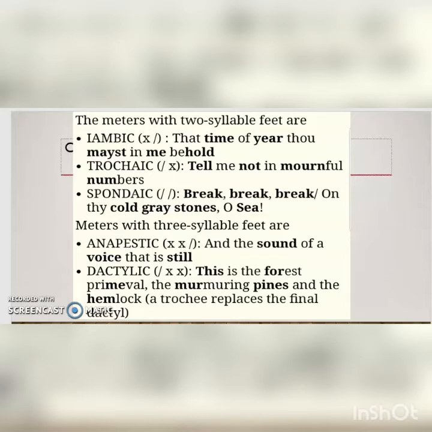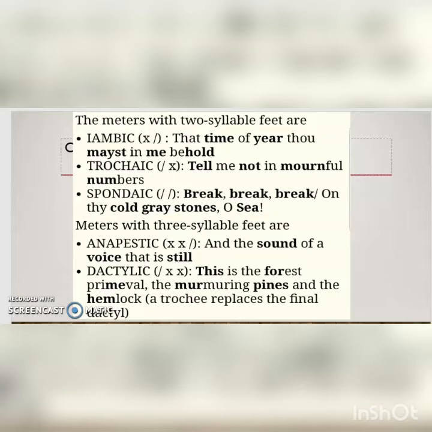Okay. Next. Now let me give you examples for other types. Girls, could you see on this slide that the meters with 2 syllable feet are given first: iambic, then trochaic, then spondic. Another example of iambic is the time of year. I will not read it like this, that time. No, I will read like this, the time of year. Now you got it, how we will read the lines?